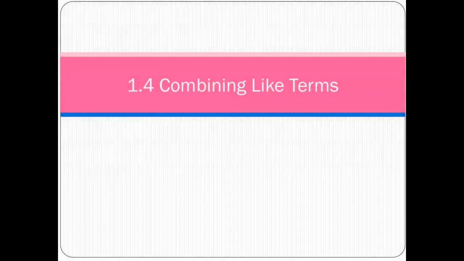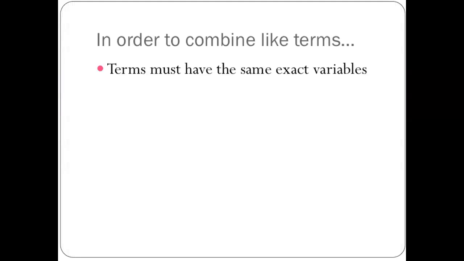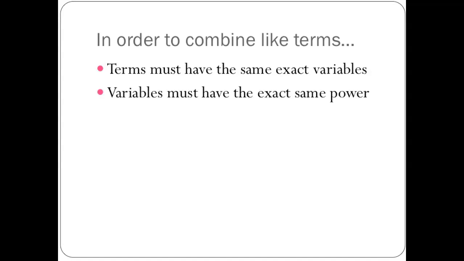For today's lesson, we're going to be talking about how to combine like terms. Now, there are two things that you want to be looking at when you're trying to combine like terms. First, terms have to have the same exact variables. That means if it has an x or a y, then the other terms must also have x and y.